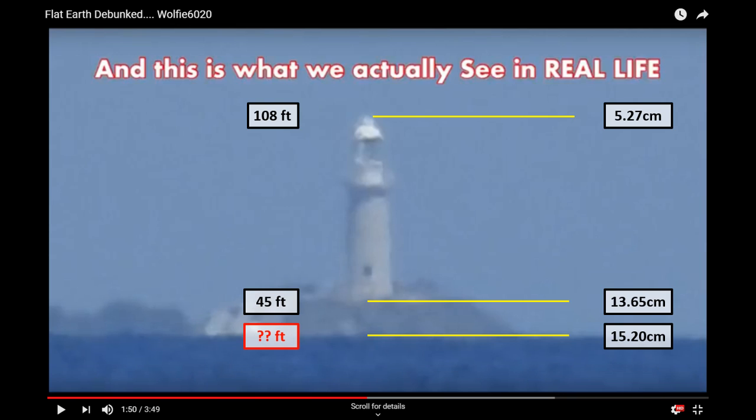Now that we have those two measurements, we can plot them onto Flat Earth Awakening's footage. I've set 108 feet at the top of the tower, and on my PowerPoint slide, that is 5.27 centimeters from the top. The 45 feet level at the base of the lighthouse is 13.65 centimeters from the top of my screen. I've set the horizon, and it comes out at 15.20 centimeters. So we want to interpolate with our data points as to how many feet above sea level that is.